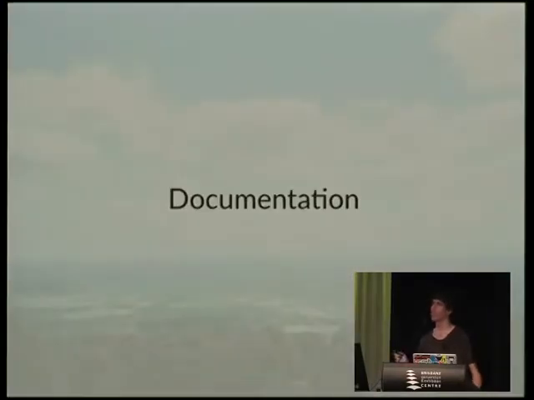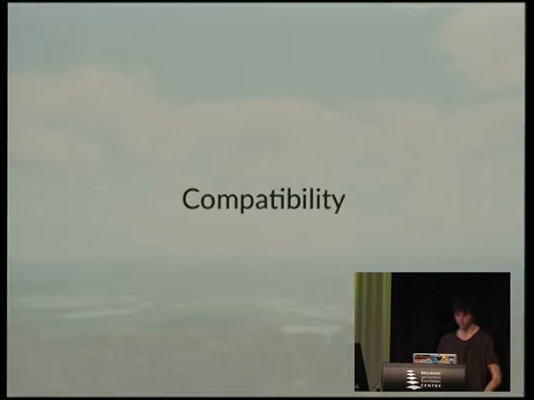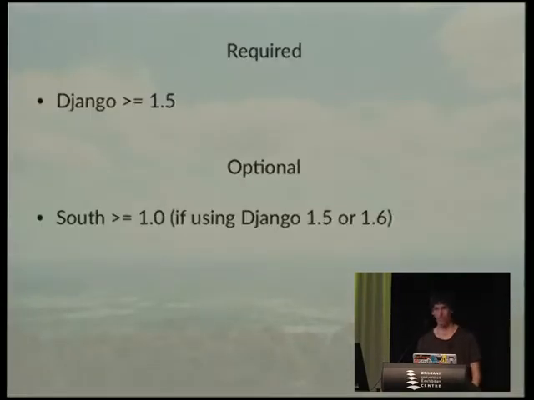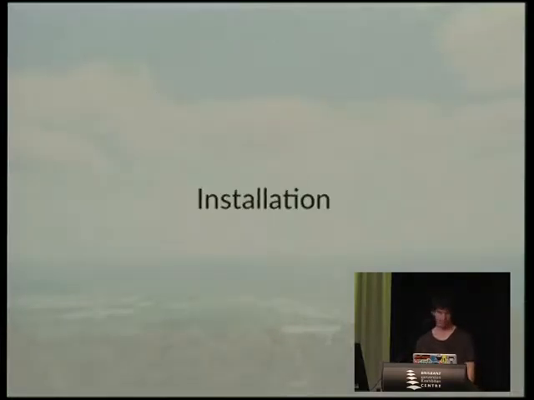The final thing when dealing with writing a package is you obviously need to document it. There's a few kind of sections that I think are important. First, it's important to talk about compatibility. So in this case, we require Django greater than or equal to 1.5, and we optionally require South greater than or equal to 1.0 if you're using Django 1.5 or 1.6.